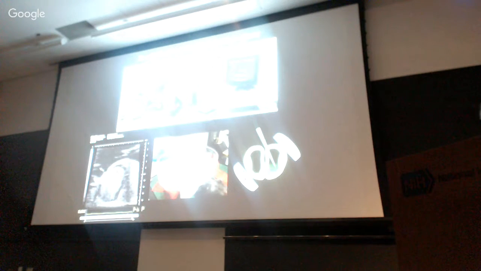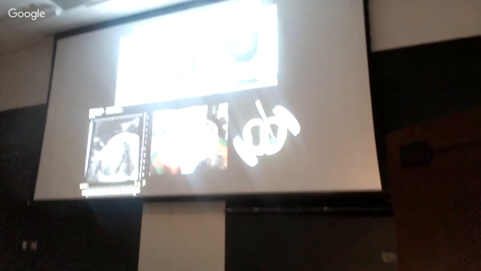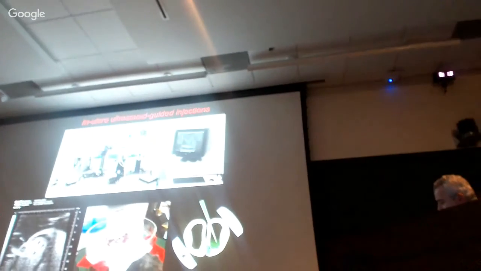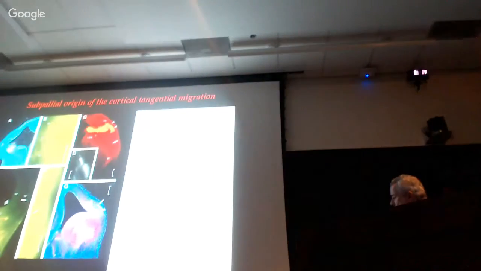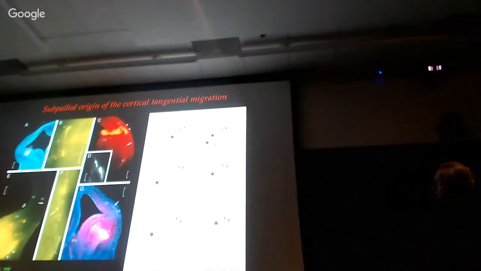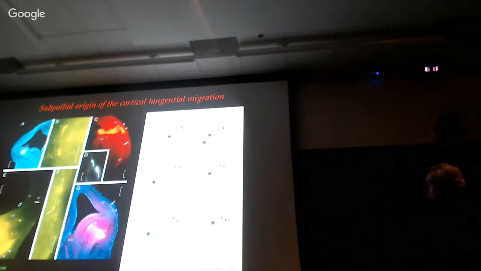This is a section of the image we see on the screen. So this is the uterus, this is the section of the embryo, this is the lateral ventricle, and this injection was made in the paraventricular nucleus of the hypothalamus. Well, using this technique, we were able to describe the origin of the cells and the connections, for example, we did it in the hypothalamus.